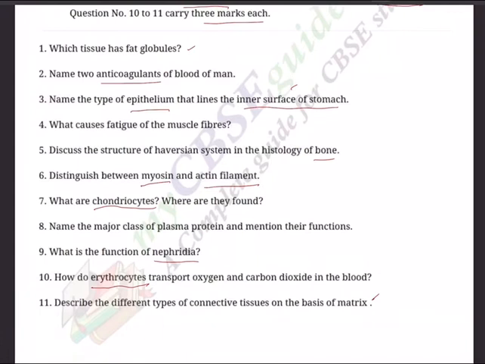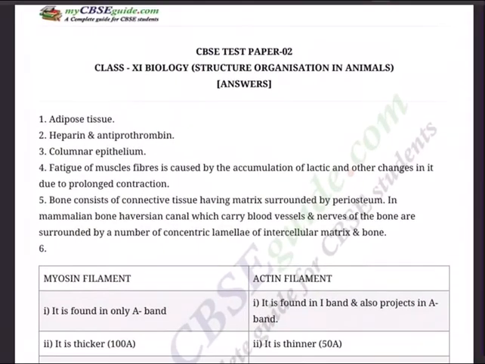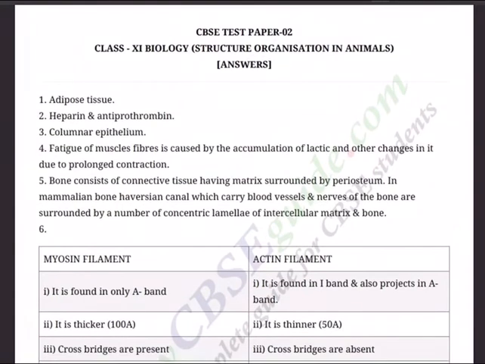Now, after writing the answers, you may take around 30 to 40 minutes and come back to the answer session. Compare your answers with the answers that I am providing here. First one, of course, fat globules, adipose tissue. And second, heparin and antiprothrombin. These are the 2 anticoagulants. They do not make the blood clot. Anticoagulants: heparin and antiprothrombin.